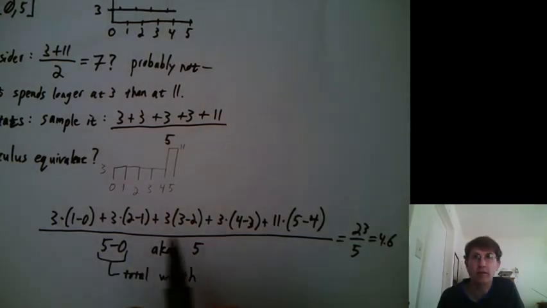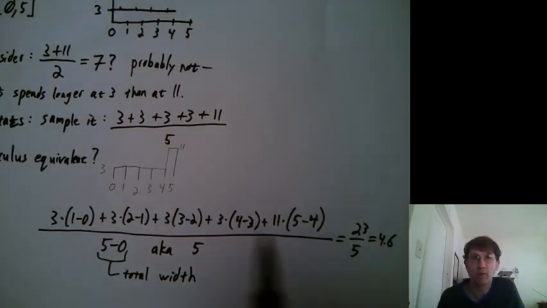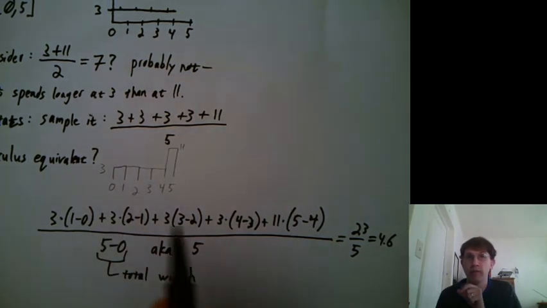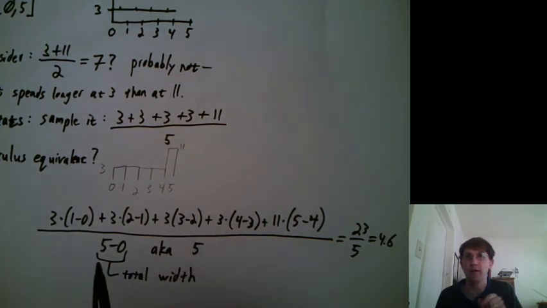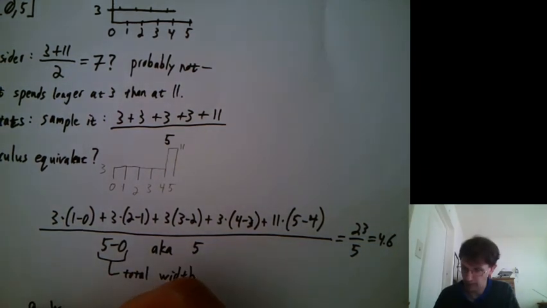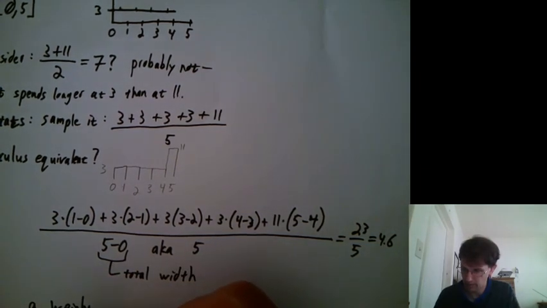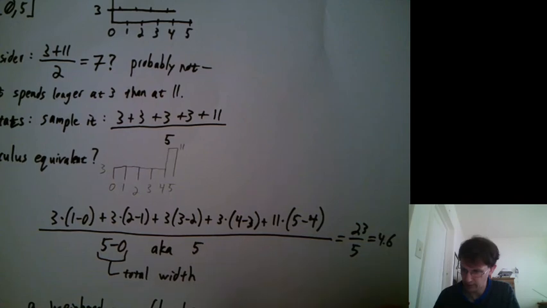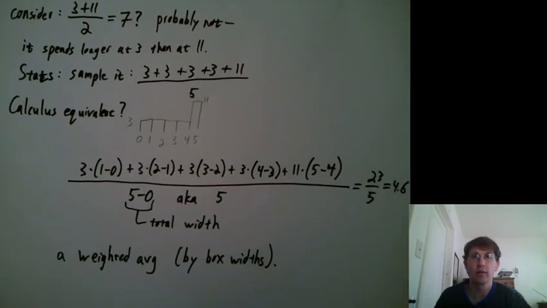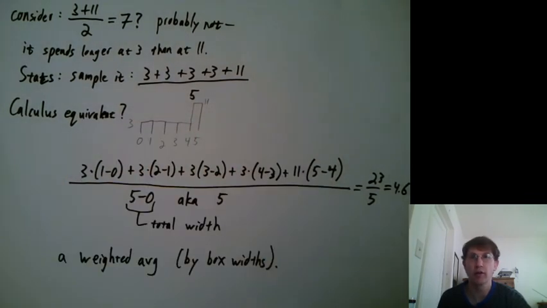Could you say that this is a weighted average? A weighted average is usually the data points times the importance of each data point, and then divide by the total weight. So I'd say this is a weighted average, and it's weighted by box widths. So next we'll go talk about this in a more general setting where we have a curve or something.